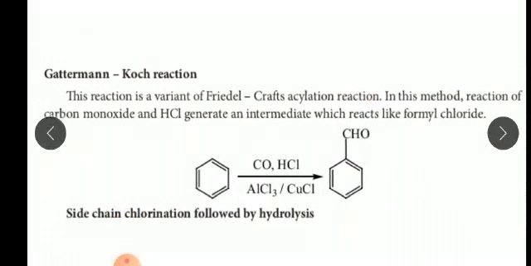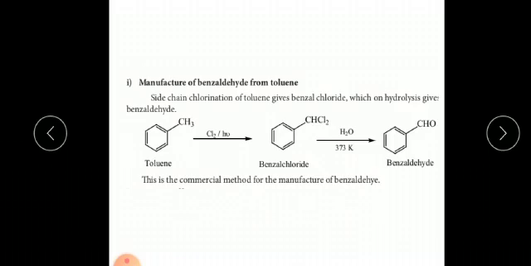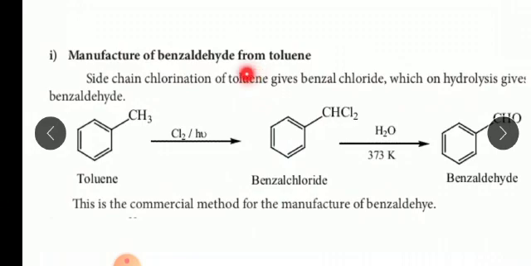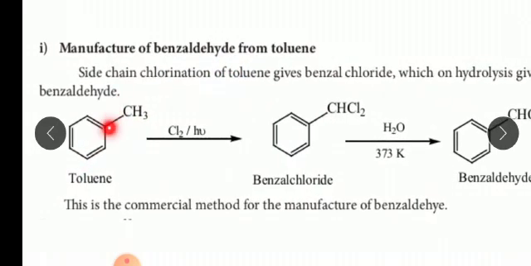This is the Gattermann-Koch reaction. One more method: benzaldehyde is also manufactured from toluene. The toluene formula we know. CH3, this is also side chain chlorination of toluene. Side chain means the benzene ring is here along with the methyl group. So this is known as the side chain. In this side chain the replacement takes place. That is why it is side chain chlorination. See here, CH3, one hydrogen replaced. Here Cl2 is here, so one Cl is added and one hydrogen will be removed as HCl. So here CHCl2. This is the intermediate, that is benzal chloride.